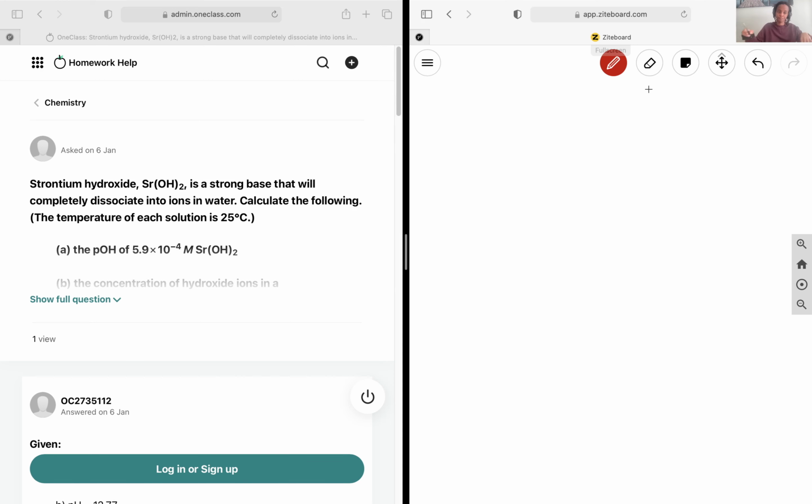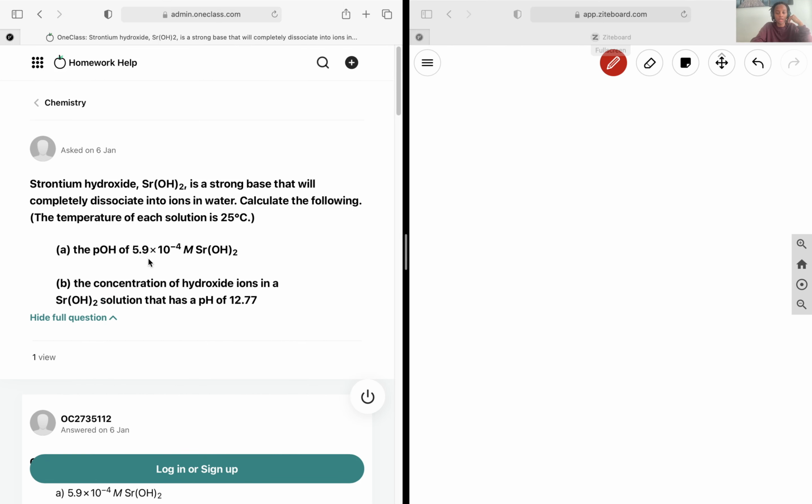Okay, next up, we have strontium hydroxide that is a strong base and completely dissociates into ions in water. We would like to calculate the pOH of 5.9 by 10 to the negative 4 molar of strontium hydroxide and the concentration of hydroxides in a strontium hydroxide solution with a pH of 12.77. And so let's go ahead and write out the dissociation equation.